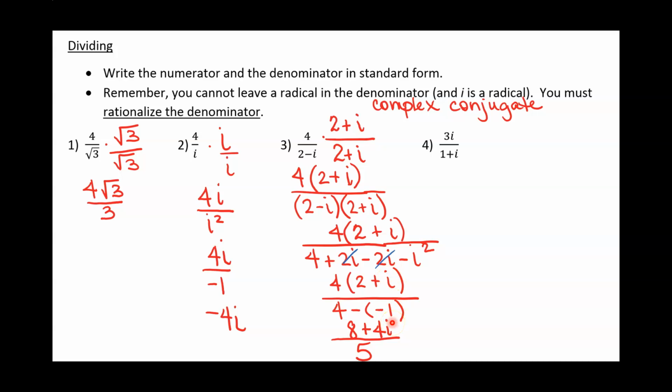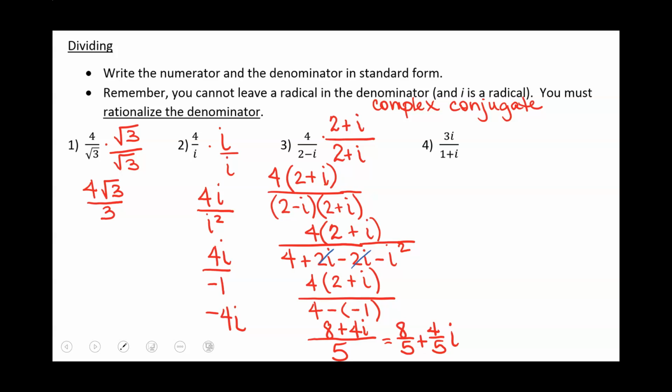Now we need to give that answer in standard form, and standard form is a plus bi. So instead of having this combined over a singular denominator, they want me to break it back apart. So I've got 8 over 5 plus 4 over 5 times i. Then it's in that a plus bi form.